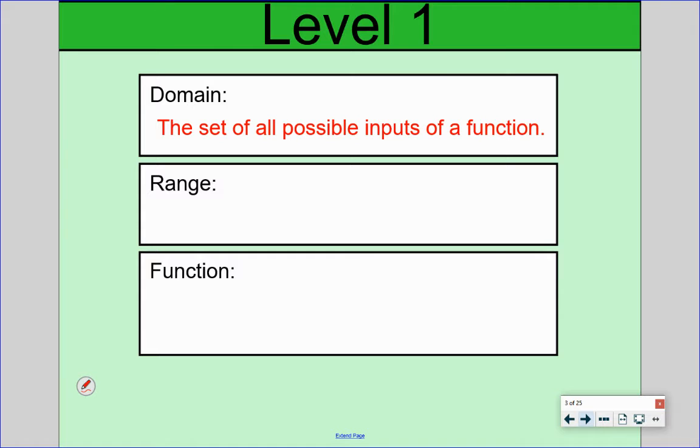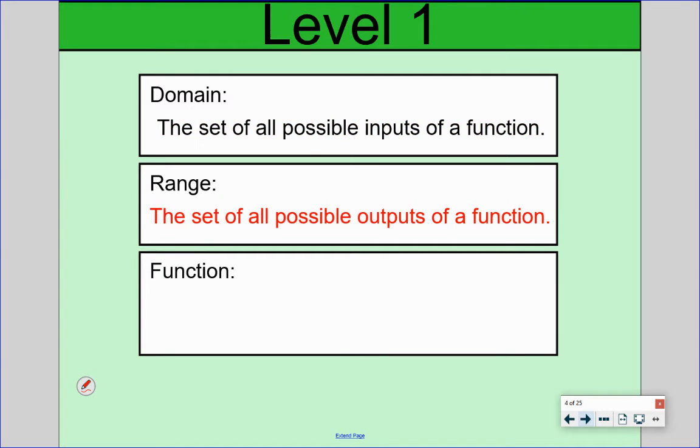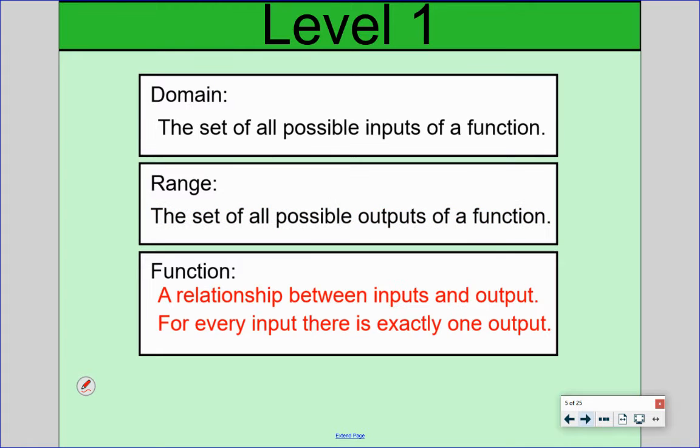So our domain is the set of all possible inputs of a function. Okay, that is how we define domain. Range is the set of all possible outputs of a function. And our function is a relationship between inputs and outputs. For every input, there is exactly one output. If you need to pause to have time to write these down, go right ahead.